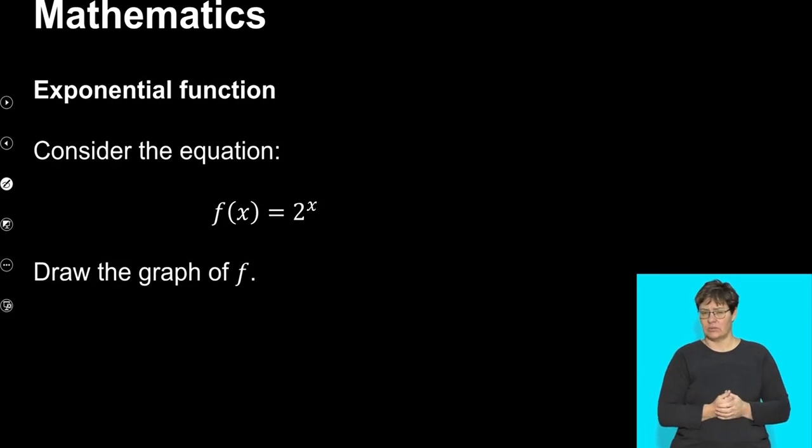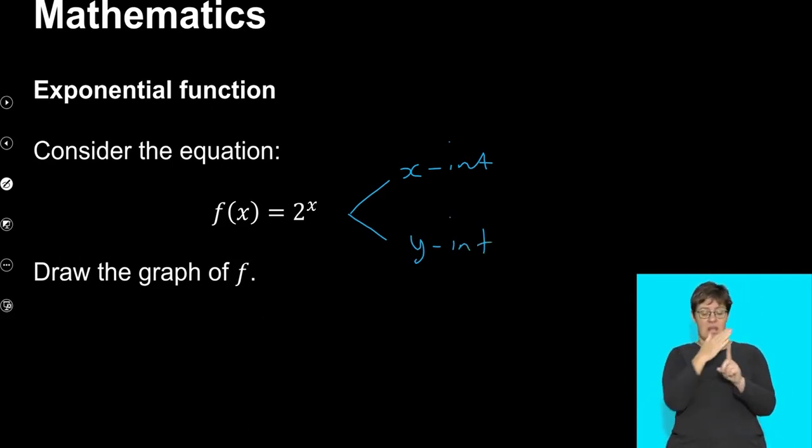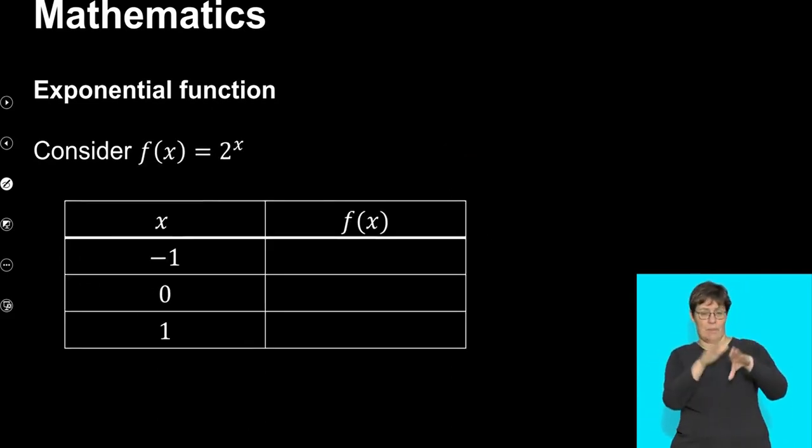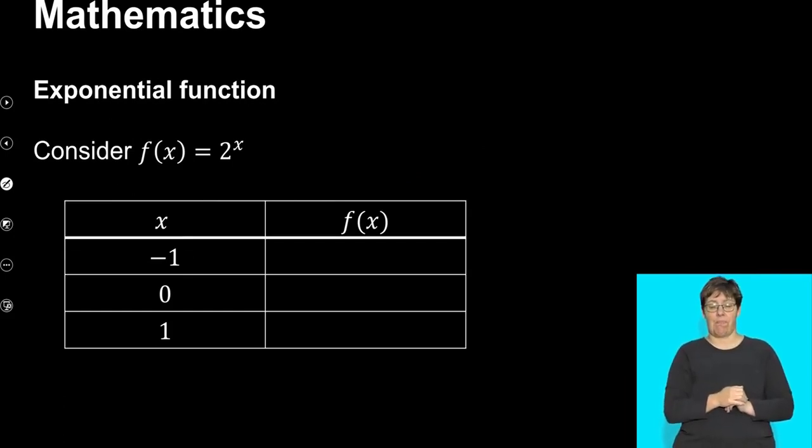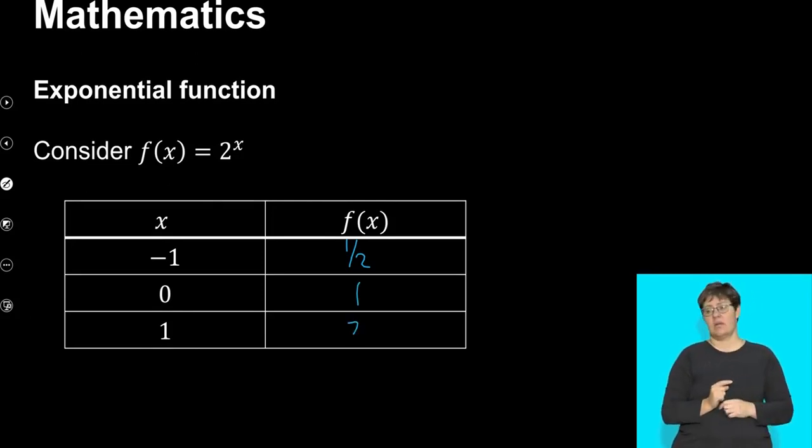The first thing we want to do is draw the graph of f, where f of x is equal to 2 to the exponent of x. You just need to find the x-intercept if you can, and the y-intercept also if you can, and then plot them based on that. Now, to do this, remember you use a calculator. 2 to the exponent of minus 1 is just 1 over 2. I can just do it here for you. Then 2 to the exponent of 0 will be 1. 2 to the exponent of 1 will just be 2.